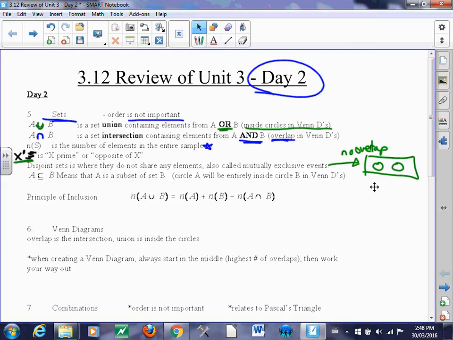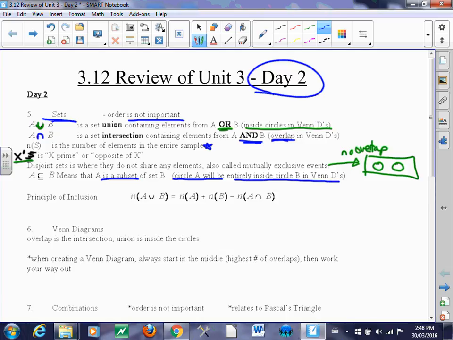All right, and then we have subsets, meaning that A is a subset of B. That means circle A will be entirely inside circle B. So maybe you have a big B and then an A inside. So this is B and this is A. It's a subset.